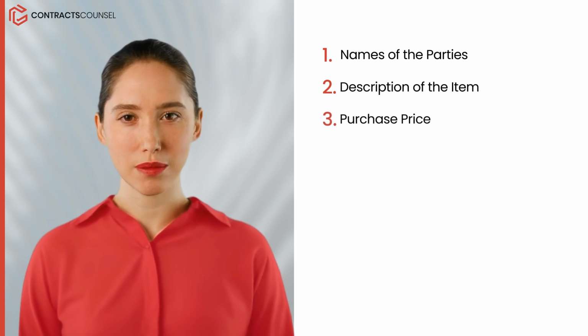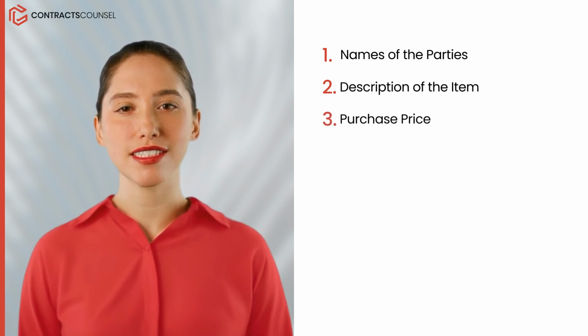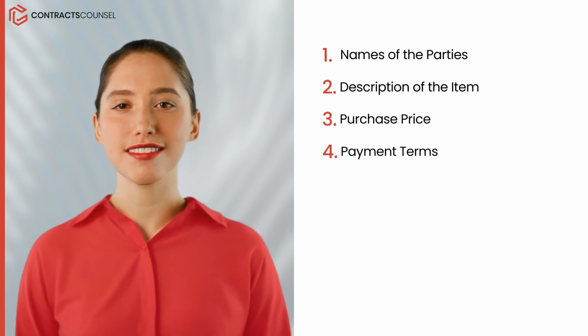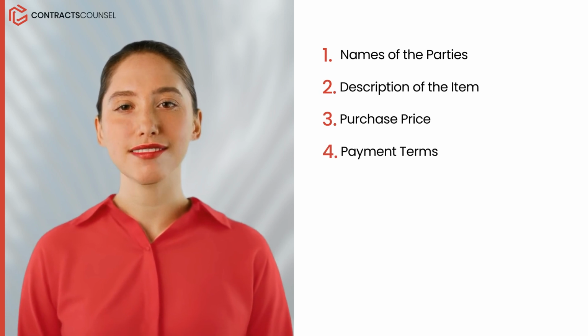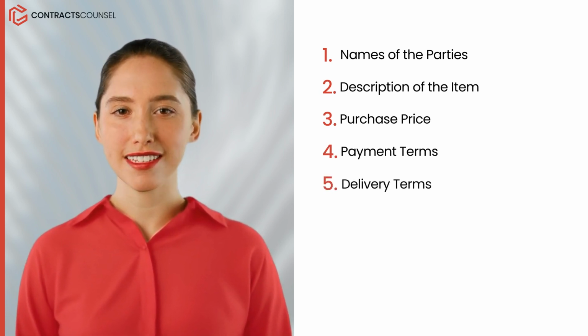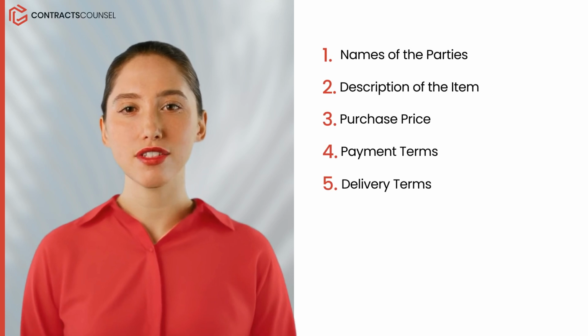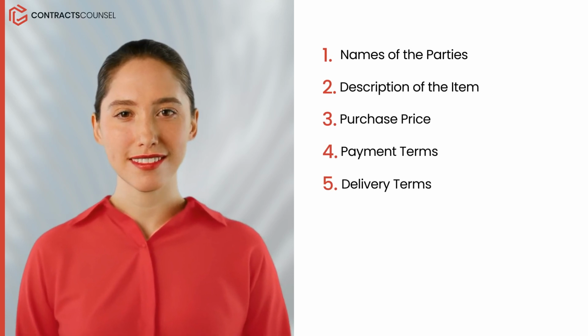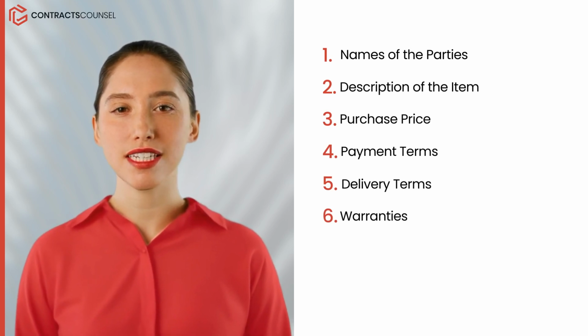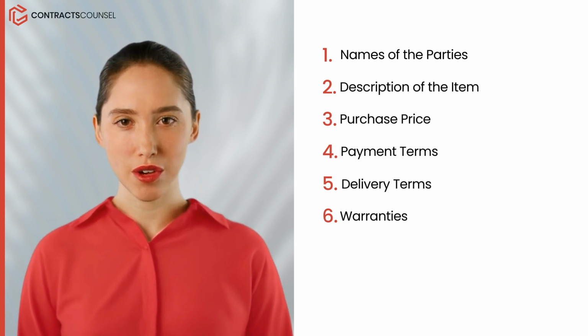3. Purchase price. This section specifies the amount to be paid for the item. 4. Payment terms. This section outlines the payment method and schedule due by the buyer. 5. Delivery terms. This states how and when the item will be delivered to the buyer from the seller. 6. Warranties. This section includes any guarantees about the condition or quality of the item being sold.